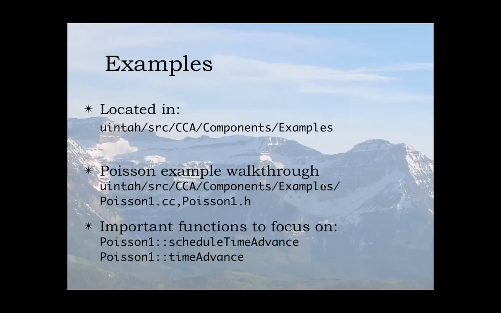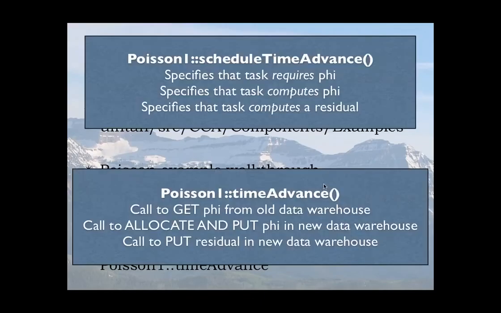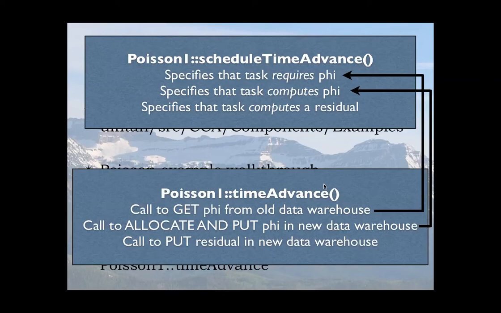Okay. So just to reiterate, we saw this schedule time advance. So that task specified that this computational task is going to require phi. And then there was a corresponding call to get from the old data warehouse. There was also this specification that the task computes phi, and then there was a corresponding call to allocate and put in the data warehouse. And then finally, the scheduler specified that the task computes a residual, and so there was a call to put that residual in the new data warehouse.